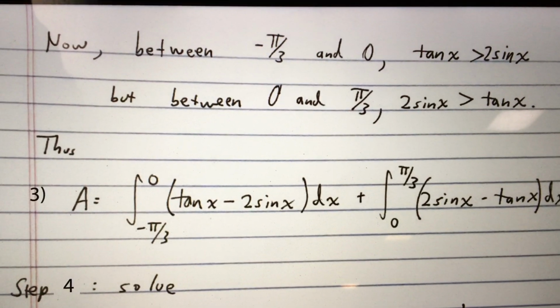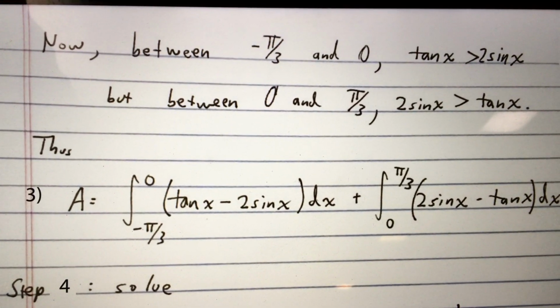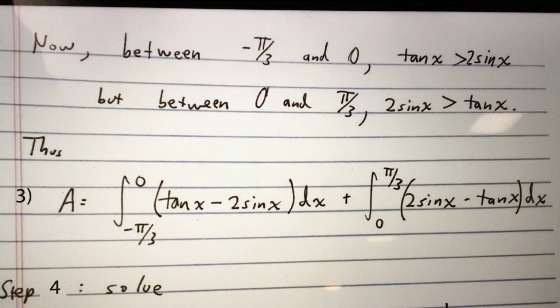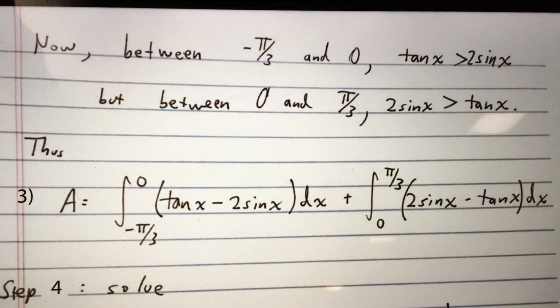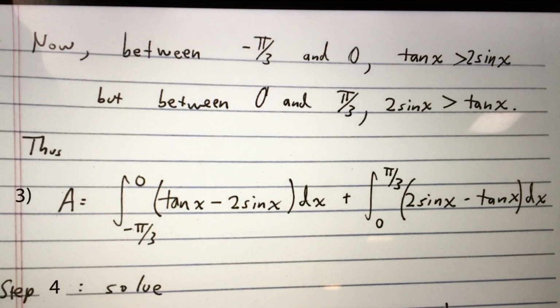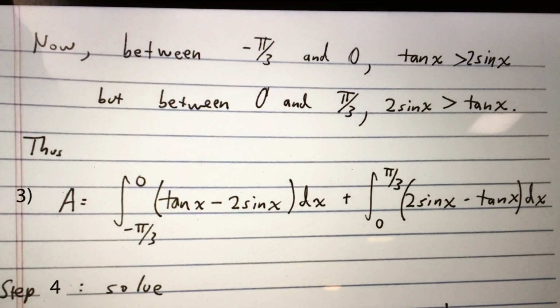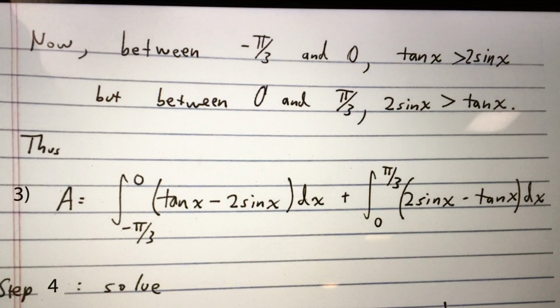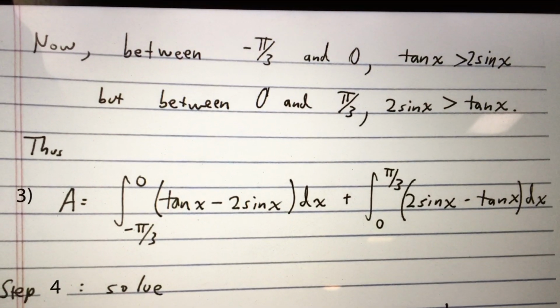So between negative pi over 3 and 0 on the picture, the tangent of x is larger than 2 sine of x. That's where the graph of tangent is above the graph of 2 times sine. But between 0 and pi over 3, 2 times sine x is bigger than tangent.